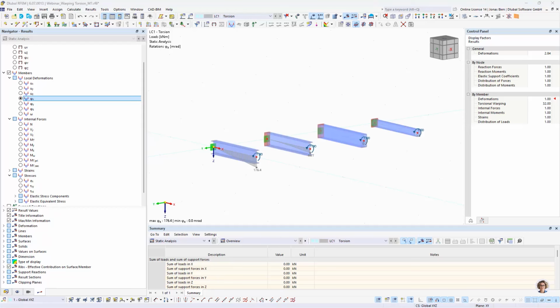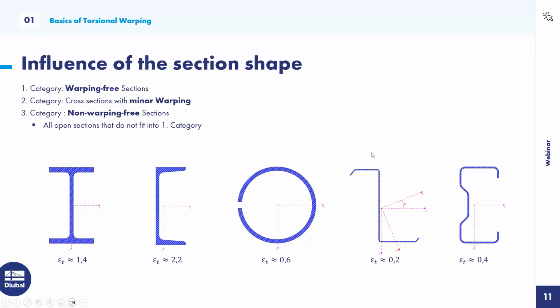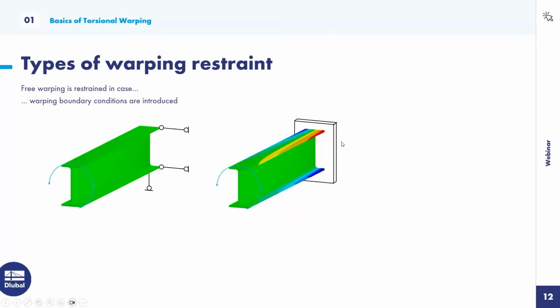All right, so now we learned not only that we have those different section categories and how they influence the effect of warping, but we also learned about the warping restraint. We have now covered in the example a warping boundary condition, so a full warping restraint at the end. However, there are additional cases or additional influences for a warping restraint.